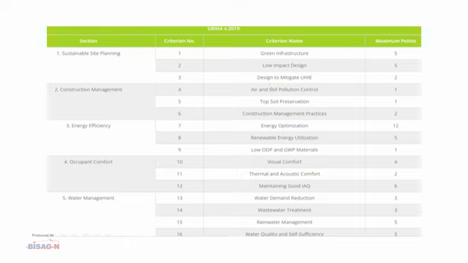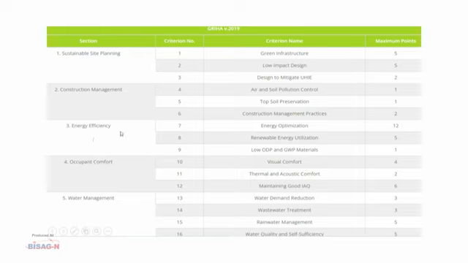Now what is UHIE? This is the urban heat island effect, where an urban or metropolitan area is warmer than its surrounding rural areas due to human activities. So how do we mitigate that? Based on that we can achieve up to 2 points. Then air and soil pollution control under construction management. These are basically management techniques which we use during construction. There we can achieve a maximum of 1 plus 1 plus 2, 4 points.